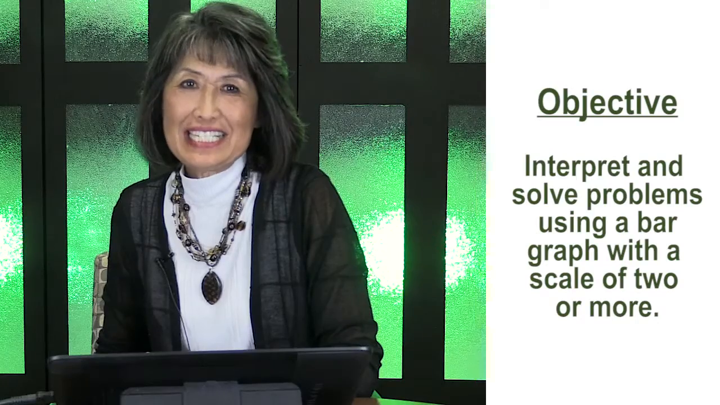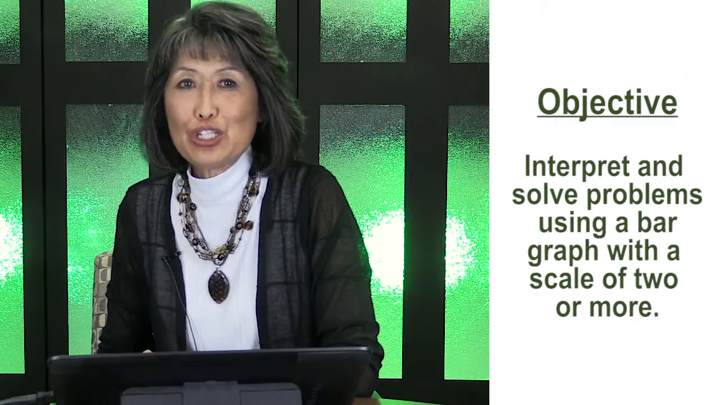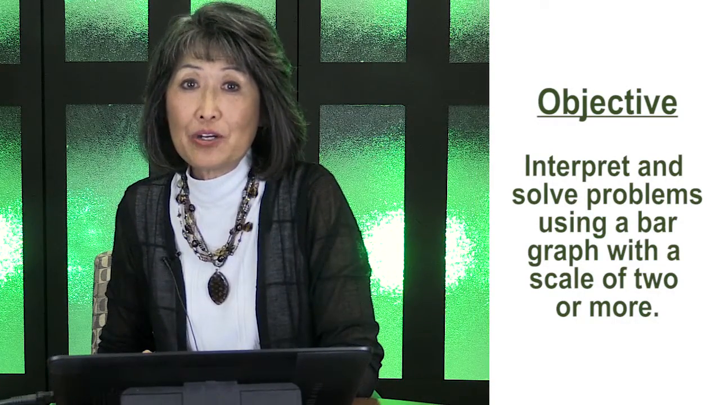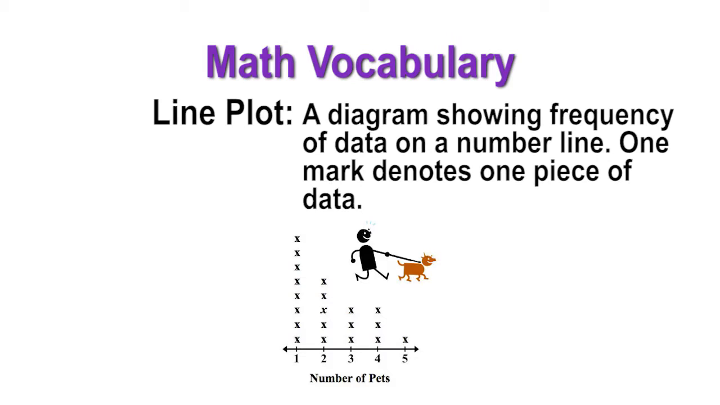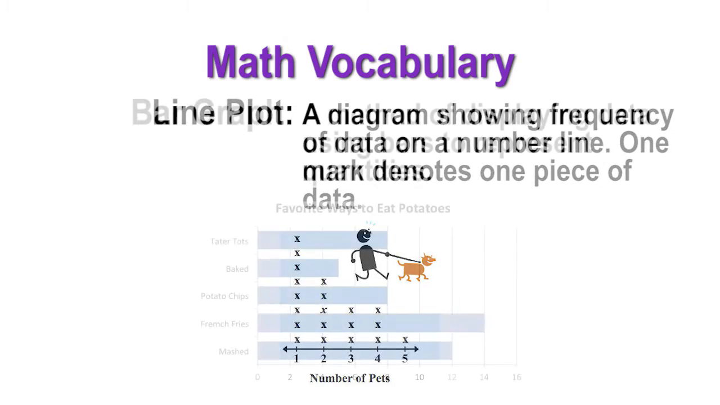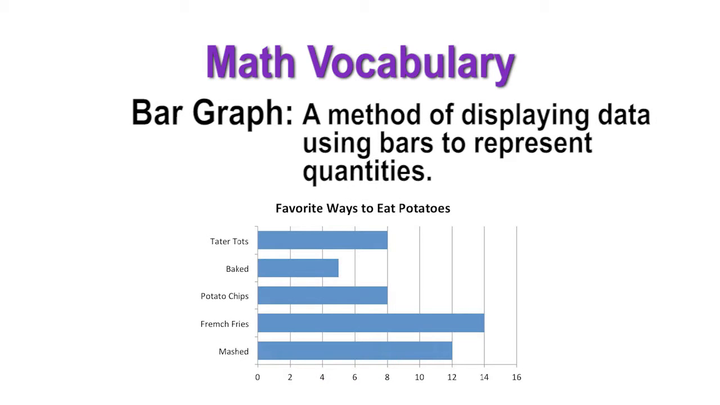The objective of this lesson is to have students be able to interpret and solve problems using a bar graph with a scale of 2 or more. In the previous lesson, students discussed line plots, how they are organized, and what information they provide. This lesson's focus is on bar graphs.